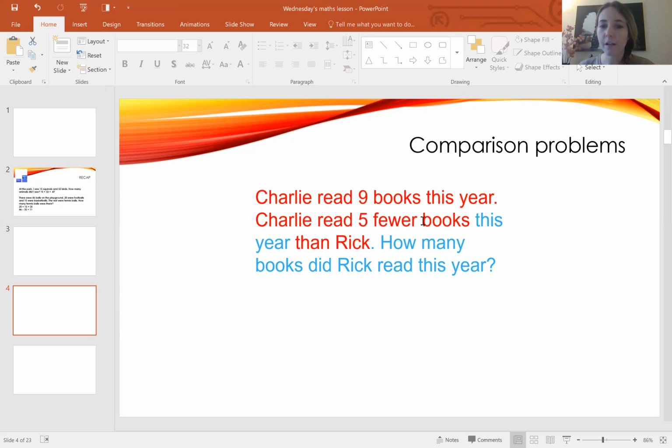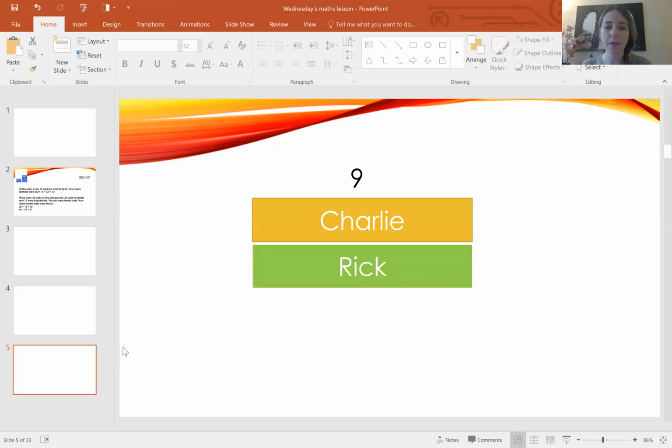Charlie read 5 fewer books than Rick. So 5 fewer means 5 less than Rick. And then we need to find out how many books Rick read. What I like to do is put this into a bar model because it helps me see which operations I've got to use. So I'm going to represent the problem using a bar model now.